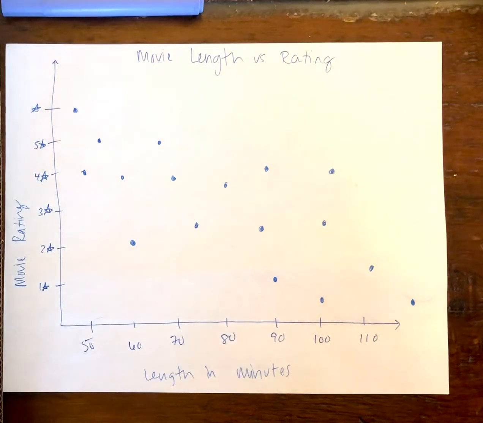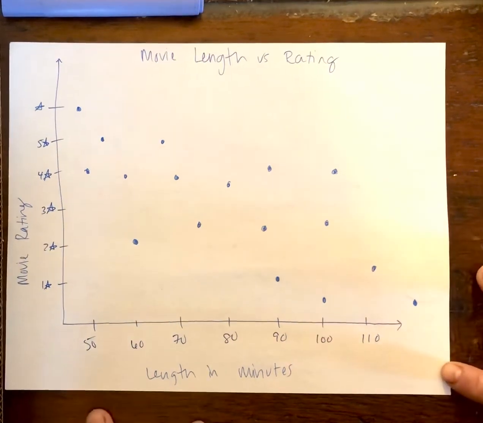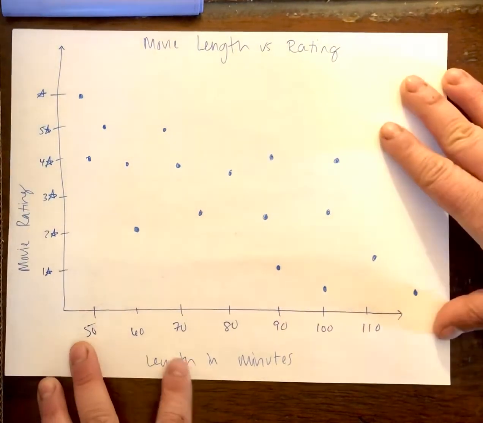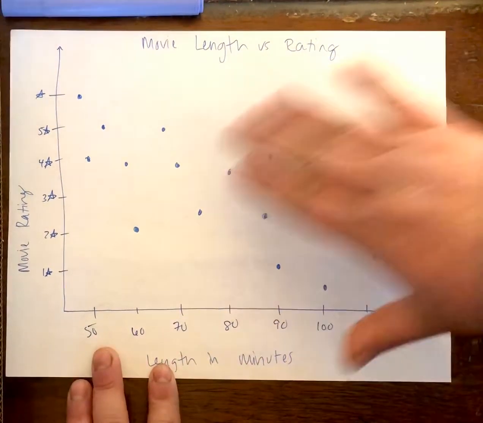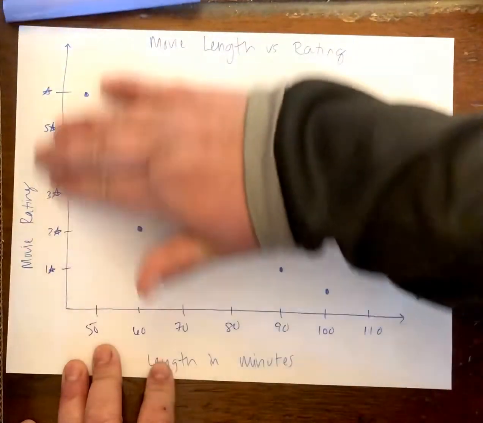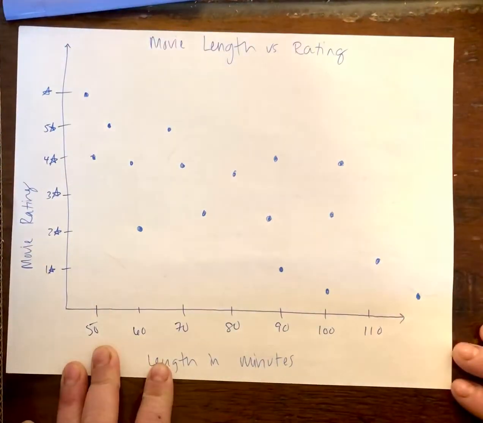Today we are here to talk about correlation. So far we've talked about what it looks like when you have one variable. Now we're going to talk about what it looks like when you have two variables. In this graph I made, we've got the movie's length in minutes, that's our first variable, and the movie's rating in stars, that's our other variable.